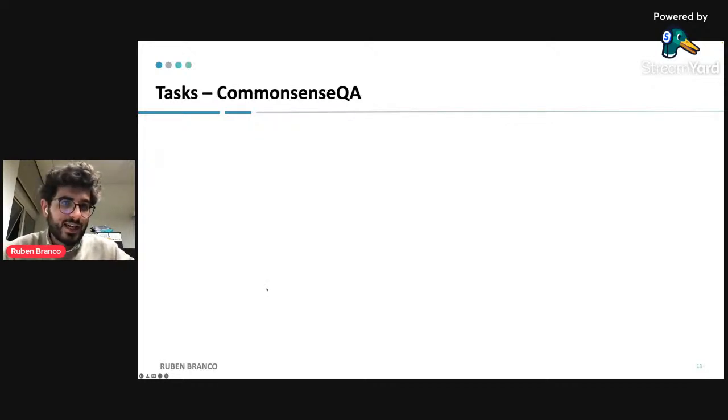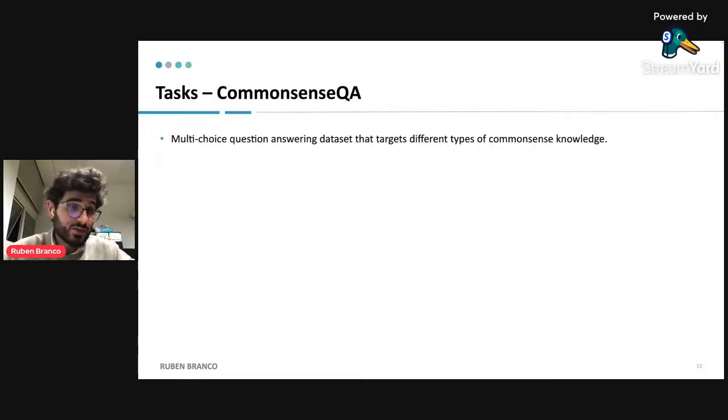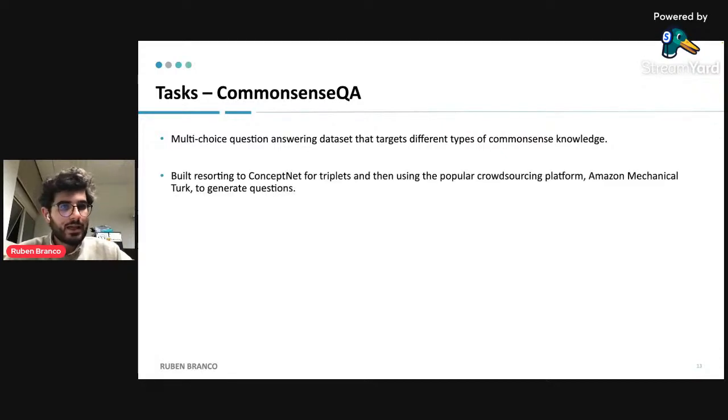And the fourth and final task, it's very similar to the AI2 Reasoning challenge. It's a multiple choice question answering task. And as well, it needs different types of common sense knowledge and reasoning to be performed. It was built from ConceptNet, which is an ontology that tries to define common sense knowledge itself. So common sense concepts, how they relate to each other.